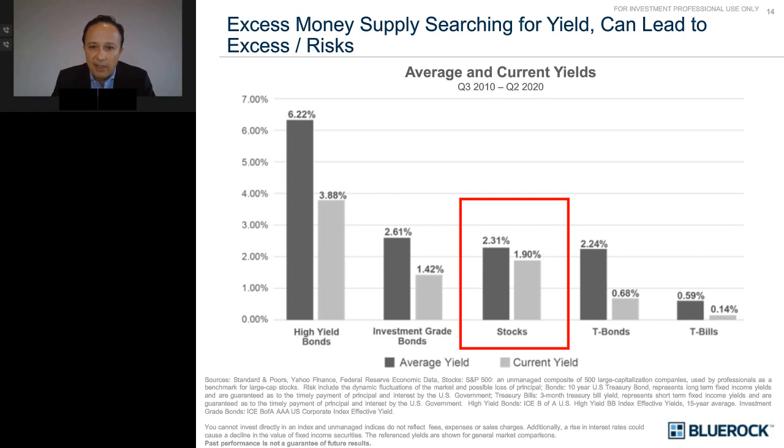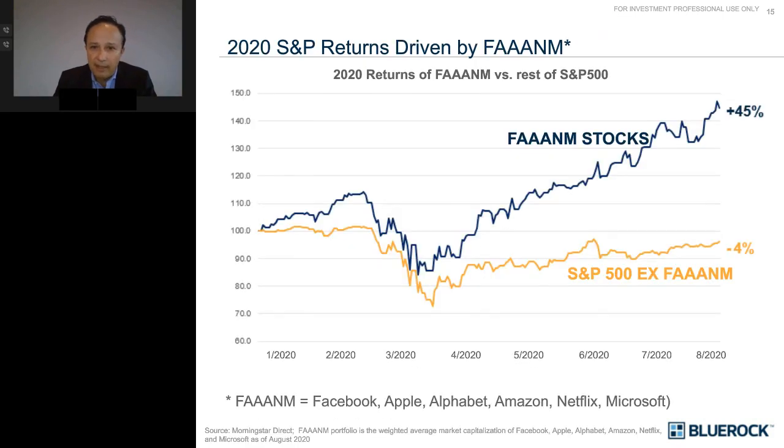You can see that's where people are looking for a yield without the risk of going into high yield, which is now low yield today at 3.88. And has it been all stocks? No, it's very bifurcated, the market.